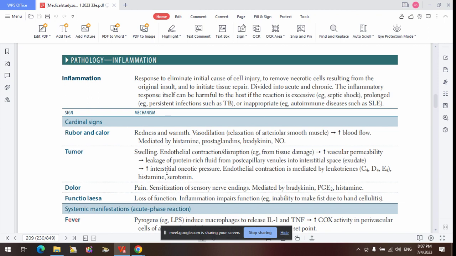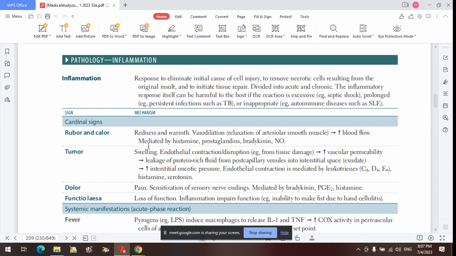Inflammation basically does three things. It's a response of vascularized tissue to help us remove the initial cause of injury, remove the dead cells that injury would have caused, and initiate a repair if there's a need.